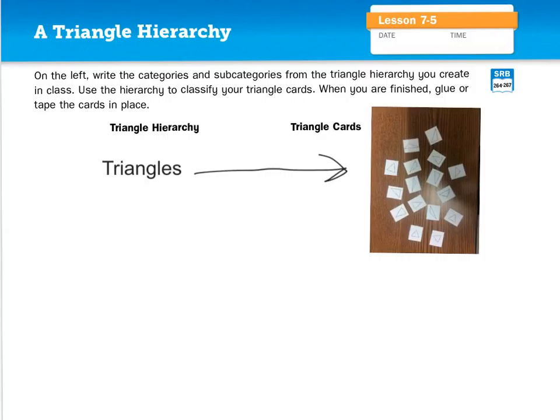Now let's go on to our next category, a little bit more specific here. So we're going to go down in our triangle hierarchy, but we're going to look at our triangle cards in our first category. And I want you to pay close attention to the tick marks in those categories. So think about that for a second. What could we do in this next category? I'm going to come up with isosceles triangles.